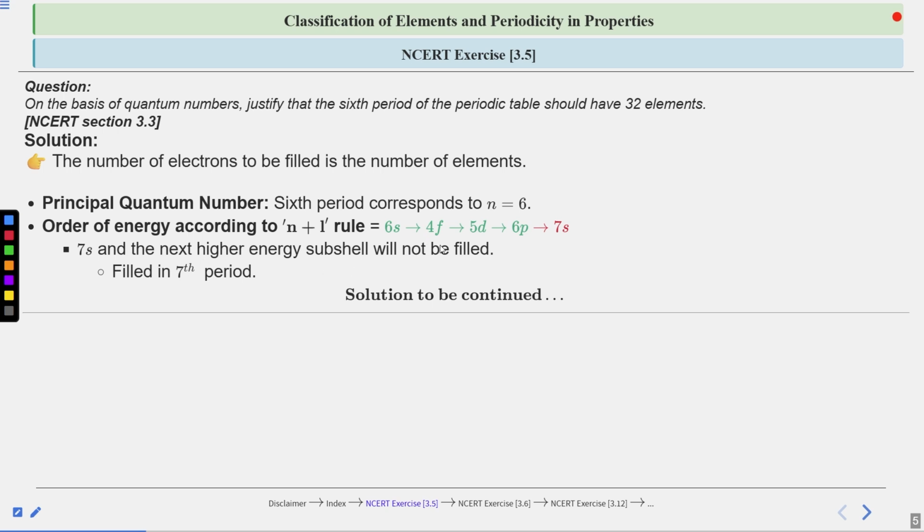So what are the subshells that will be filled in the 6th period? Those start from the 6s. Remember, if you are talking about the 6, just take the s subshell. As simple as that. Then 6s, then 4f, 5d, 6p, and as soon as you see the next highest quantum number, stop there. So 6s, 4f, 5d and 6p are included in your calculation.